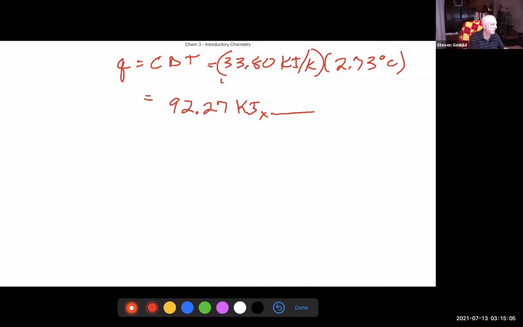And the conversion for kilojoules to calories is what? I have it for joules to calories. Let me look that up real quick. I don't have those conversions memorized. Let's see, convert kilojoules to calories.